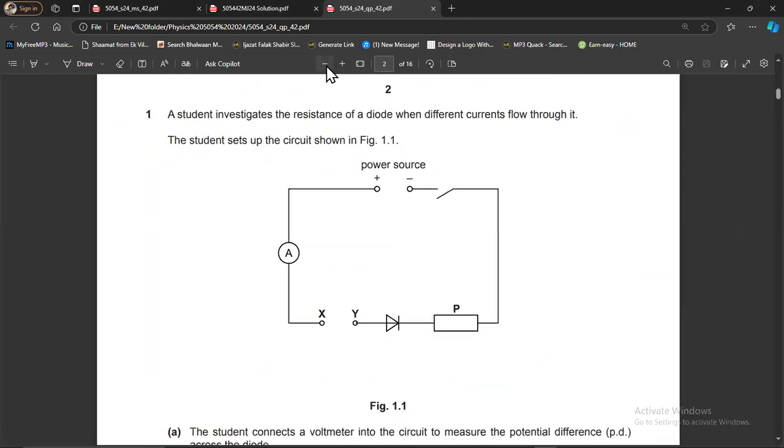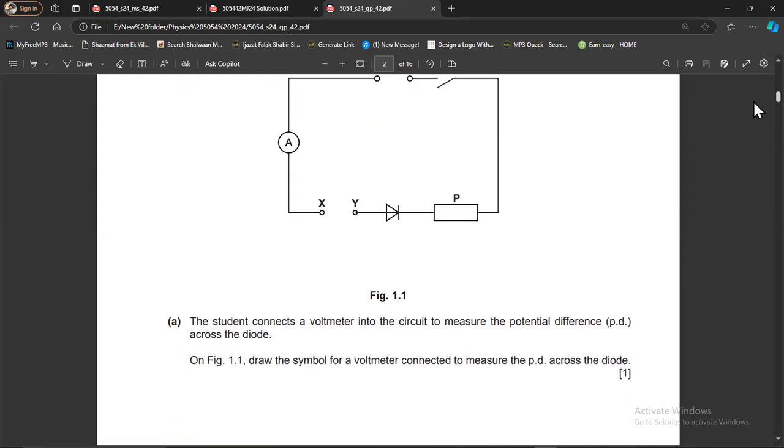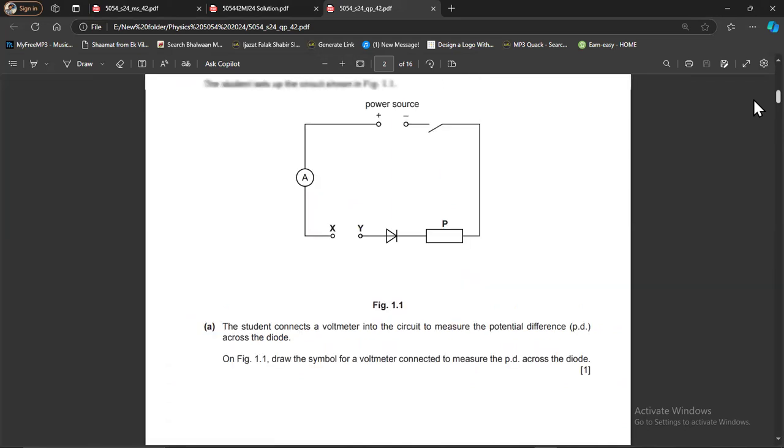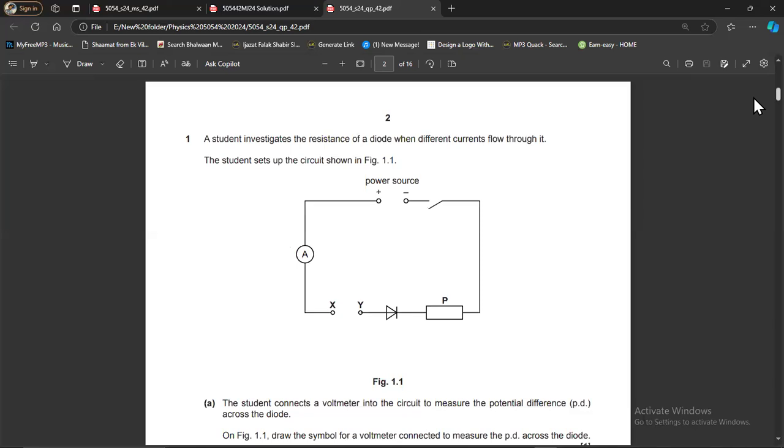Okay, it says a student investigates the resistance of a diode when different currents flow through it. The student sets up the circuit shown in figure 1.1. So here we have a power source, an ammeter, a diode, a fixed resistor, and a switch. The student connects a voltmeter into the circuit to measure the potential difference across the diode. On figure 1.1, draw the symbol for a voltmeter connected to measure the potential difference across the diode.